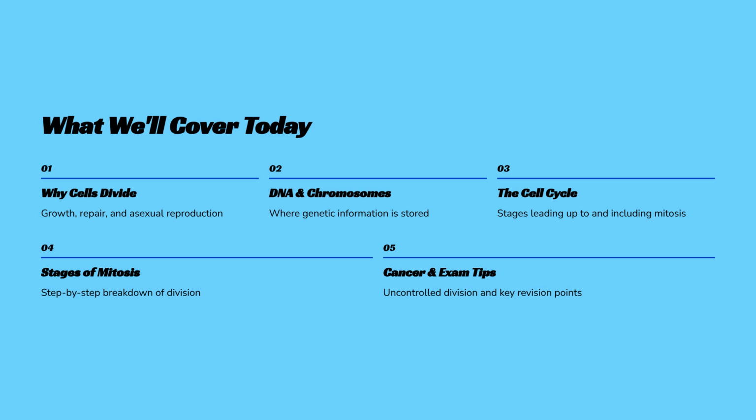We will start with why cells divide, then look at DNA and chromosomes, followed by the cell cycle and the stages of mitosis. Finally, we'll discuss uncontrolled division and some exam tips.